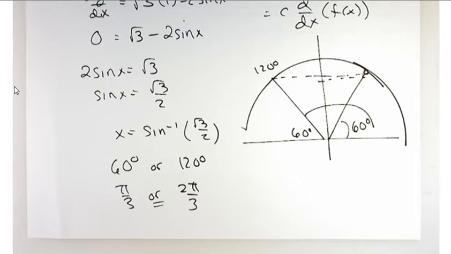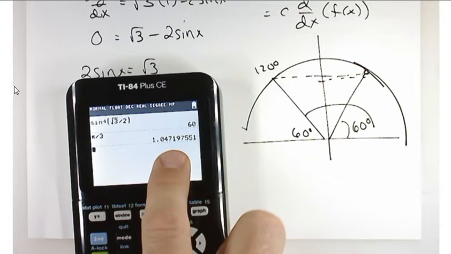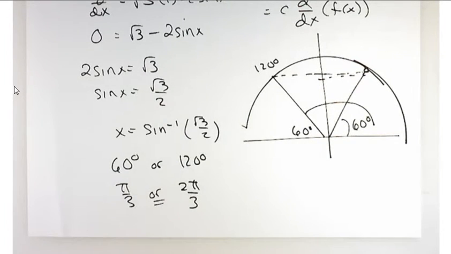If you left your calculator in radians on that one, then the answer you would have gotten from the inverse sine would be like this, 1.047, which doesn't look familiar at all.